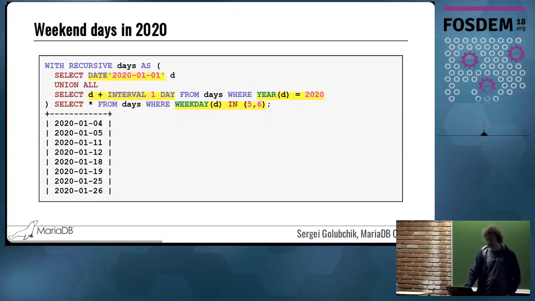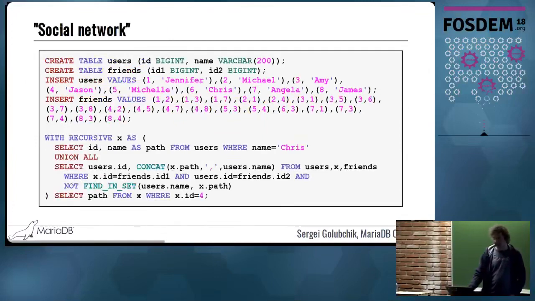And the third example is a little more complex. It's, say, a nano-social network. It's a very small social network, just 8 people, and the friends table saying who's friends with whom. And I'll show how to work with graph structures using recursive CTEs. Say we want to find a chain of friends that connects Chris and Jason. So again, we start with Chris, with the Chris name, and then we append friends to it until we get a chain to Jason.